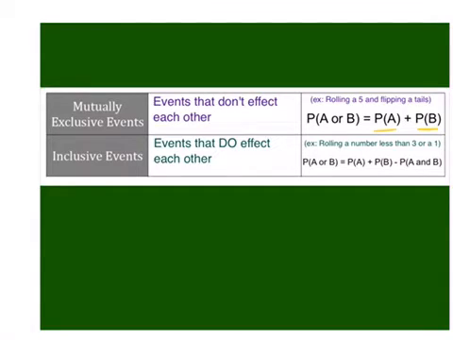Inclusive events are when they do affect each other, when there's some overlap going on. So if I were to roll a number less than 3 or a 1, well, a 1 is a number less than 3, so I counted that twice. So I have to go ahead and subtract the overlap, the "and" part. So for these problems, when you see the word "or," we're going to add or subtract, and you just have to determine, is it an exclusive where they don't affect each other, or is it an inclusive where they do affect each other?